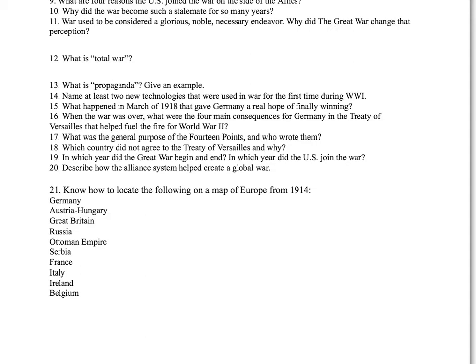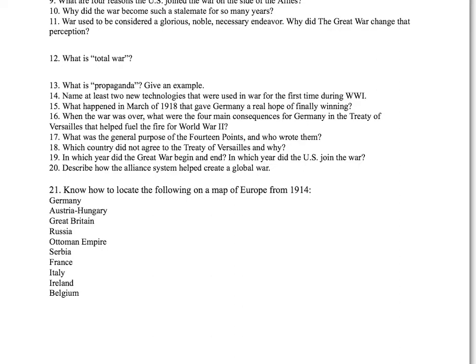14, name at least 2 new technologies that were used in the war for the first time during World War I. You can say several things here. You've got barbed wire. You've got machine guns on both sides. Not the first war it's ever used in, but the fact that everybody had them for the first time. Tanks, new invention. The airplane was new for war. Poison gas was new. And let's see what else. Submarine. You could say submarine. Any of those will do.